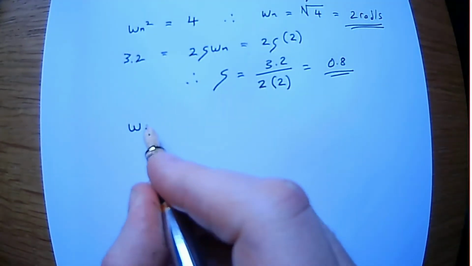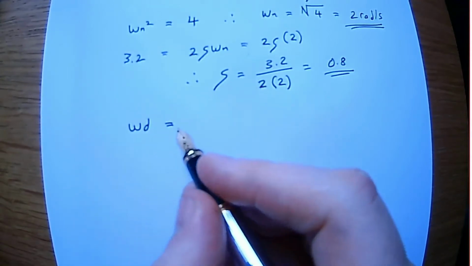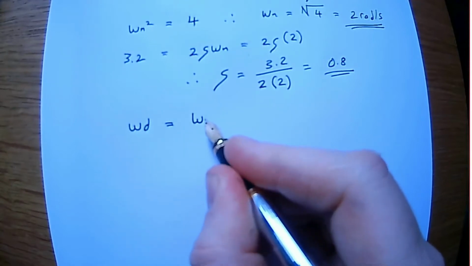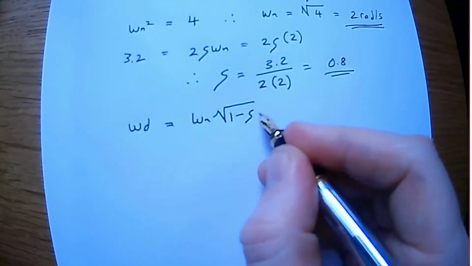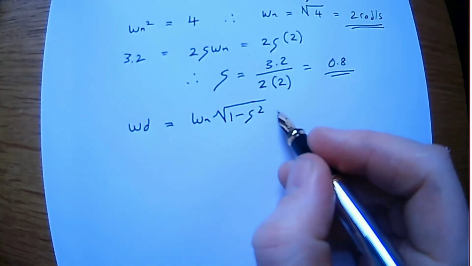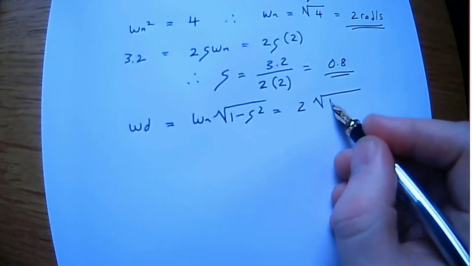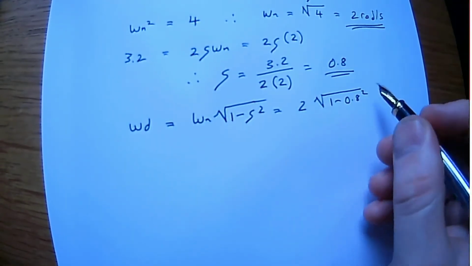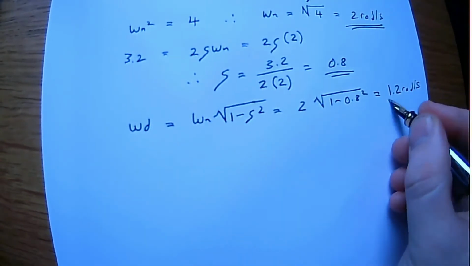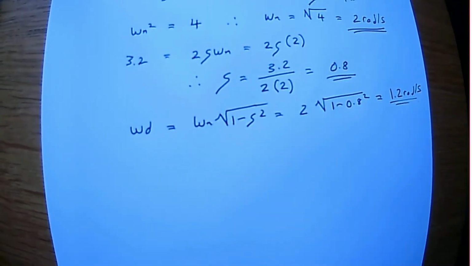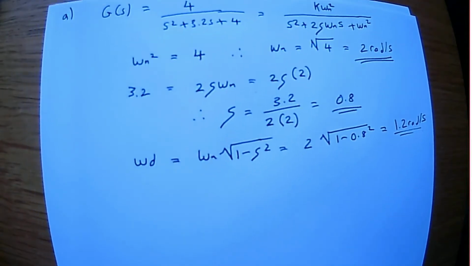What we want now is the damped frequency. The damped frequency is equal to the natural frequency multiplied by the square root of 1 take away zeta squared. We've just worked out the natural frequency is 2, and 1 take away 0.8 squared gives us 1.2 radians a second. If you put that into your calculator, that's what you'll get. So we've now got the properties that we need to undertake the following calculations.